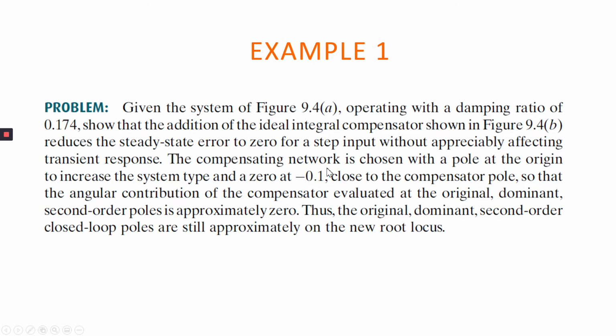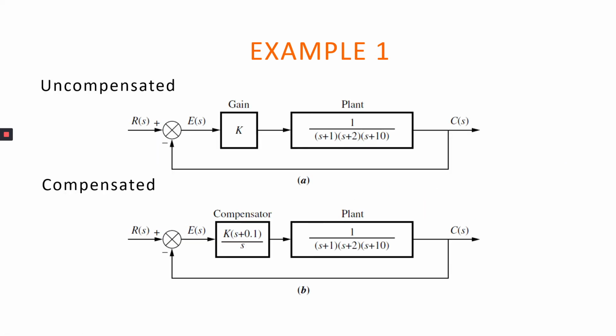The compensating network is chosen with a pole at origin to increase the system type and a 0 at negative 0.1. This is a 0 close to origin for the PI compensator. The 0 is close to the compensator pole so that the angular contribution of the compensator evaluated at the original dominant second order poles is approximately 0. Thus, the original dominant second order closed loop poles are still approximately on the new root locus.